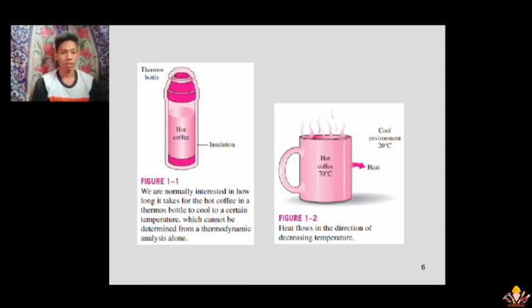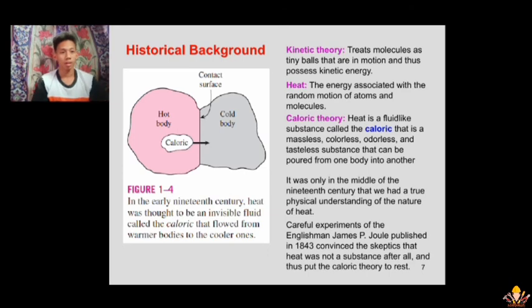So we can see in figure 1-1 we have a thermos bottle with hot coffee and an insulation. In figure 1-2, a hot coffee at 70 degrees Celsius with a cold environment at 20 degrees Celsius. Kinetic theory treats molecules as tiny balls that are in motion and thus possess kinetic energy. Heat is the energy associated with the random motion of atoms and molecules. Caloric theory: a fluid-like substance called the caloric that is massless, colorless, odorless, and tasteless.